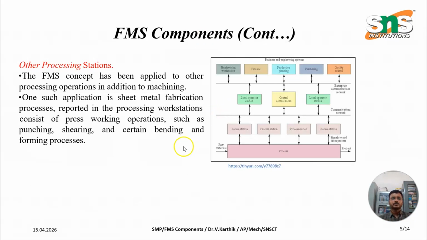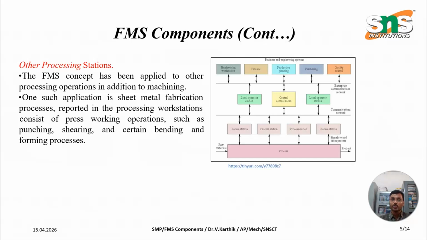And then other processing stations, where the FMS concept has been applied to other processing operations like sheet metal fabrication and press working, punching, shearing, and then bending and forming operations. These are all some of the major manufacturing areas where FMS can be implemented, because this is more complex work in machining or in punching, shearing, bending, and forming processes. So that can be done with the help of the FMS in an automated way.